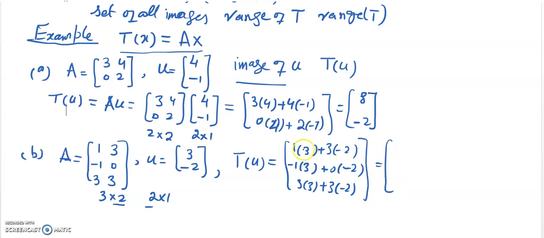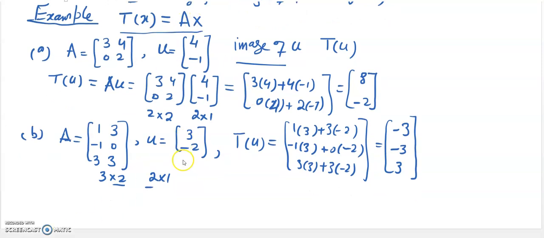So in this case it will be 3 minus 6, which is minus 3, then minus 3, and 9 minus 6 is 3. So [-3; -3; 3] is the image of u in this case. As you can see, the meaning of this transformation is just the multiplication of these two matrices.